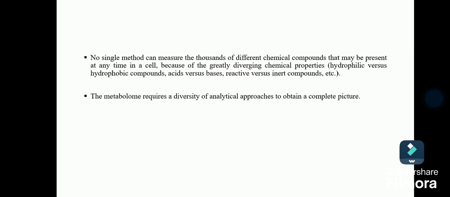No single method can measure the thousands of different chemical compounds that may be present at any time in a cell. Because of the greatly diverging chemical properties, hydrophilic versus hydrophobic compounds, acids versus bases, reactive versus inert compounds, etc., the metabolome requires a diversity of analytical approaches to obtain a complete picture.